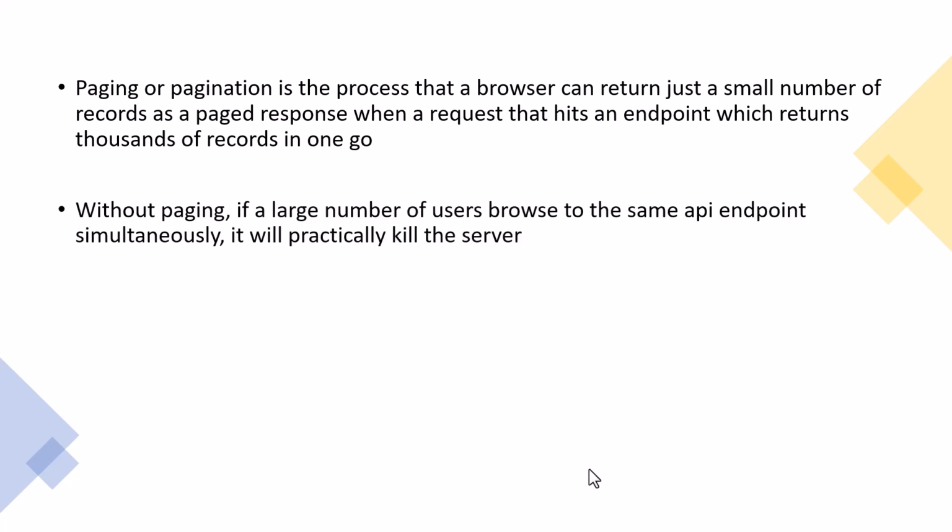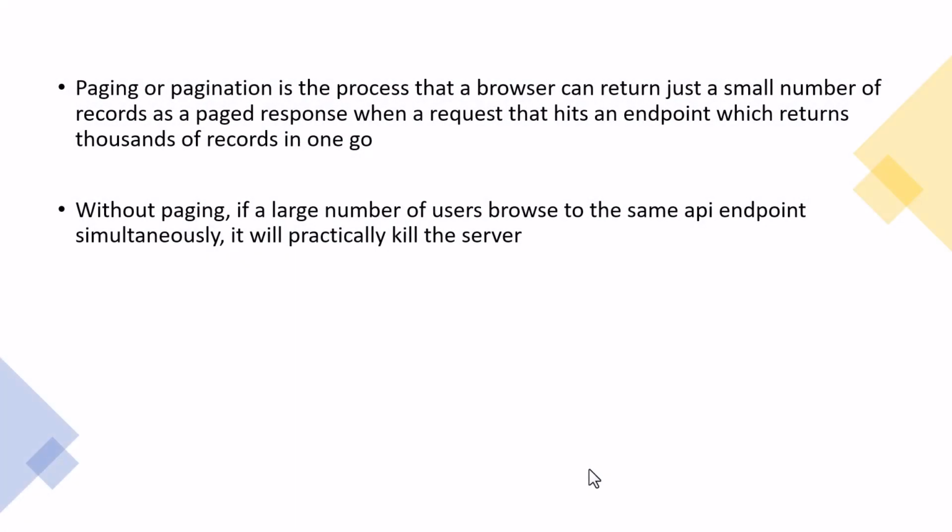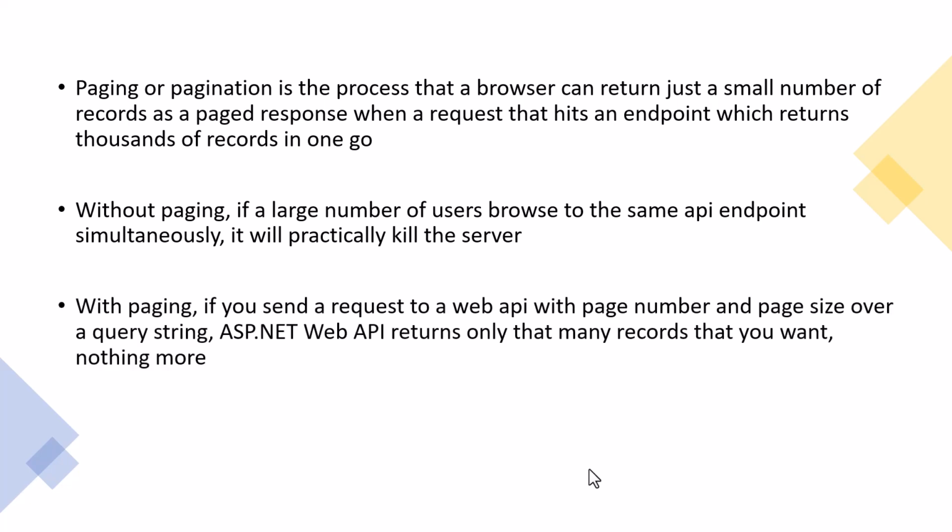Without paging, if a large number of users, say hundreds, browse to the same API endpoint almost at the same time, you can see how severely that server will be hit. It will practically kill the server. And with paging, if you send a request to a web API with page number and page size over a query string, ASP.NET Web API returns only that many records that you want, nothing more.